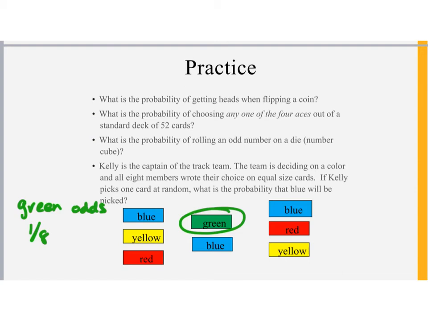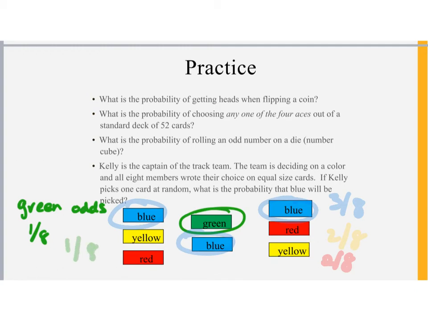Therefore, it's most likely that we're going to get blue, because 3 out of the 8 possibilities gave us blue as the outcome. That's more likely than that we're going to get yellow, which is 2 out of 8, or that we're going to get red, which is also 2 out of 8, or that we're going to get green, which we noted was 1 out of 8.